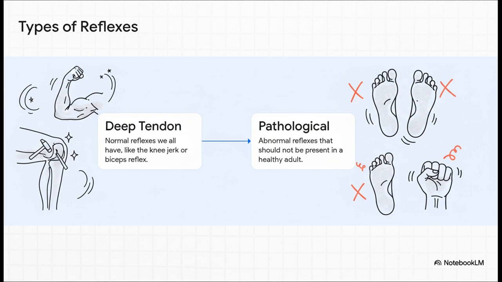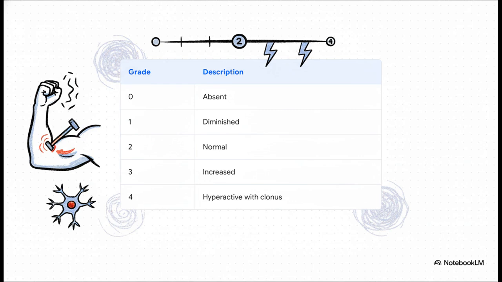But second, we check for what are called pathological reflexes, and these are abnormal reflexes that should not be there in a healthy adult. And just like we did with muscle power, we grade reflexes on a scale, this time from 0 to 4. A grade of 2 is perfectly normal, that's the sweet spot. A 0 means the reflex is totally absent, while a 3 tells us it's way more active than it should be. A 4 is even more so, and you often see something called clonus, these rhythmic, involuntary muscle beats. Either extreme is a really significant clue.